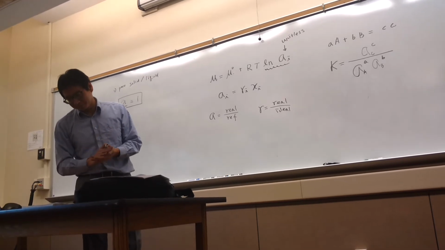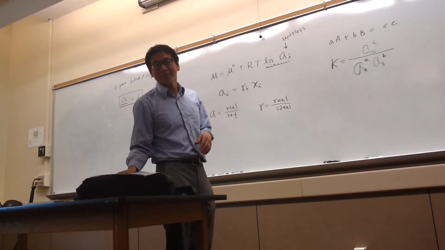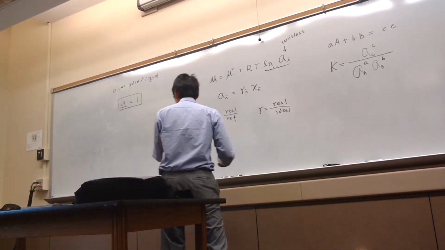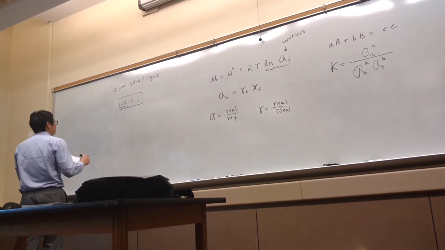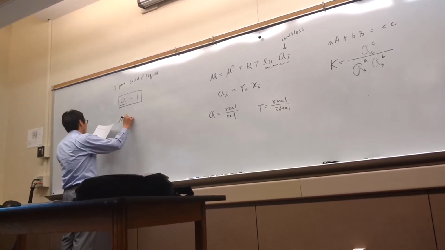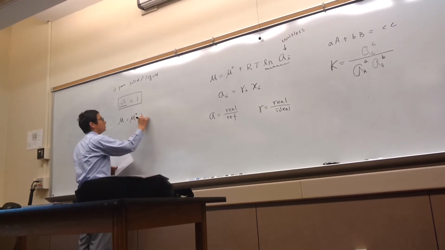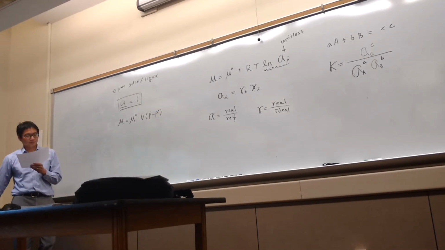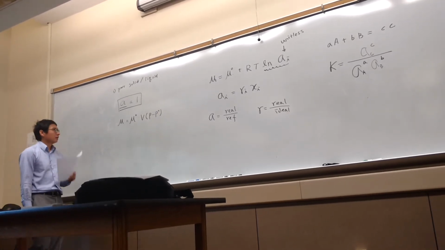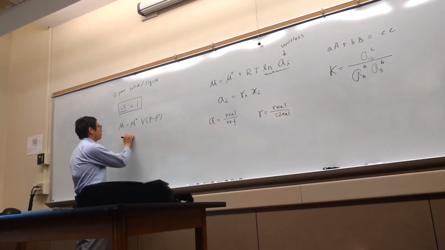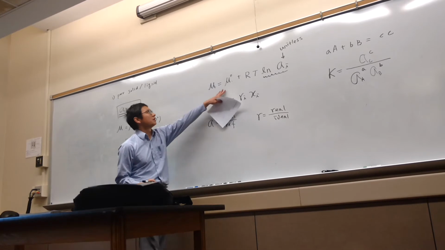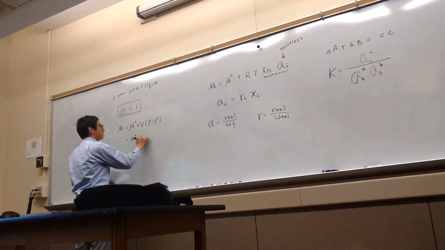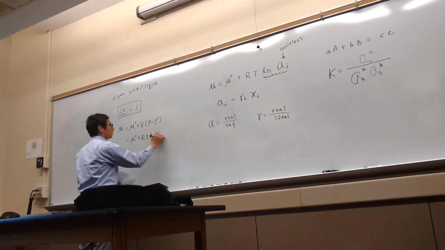Can you prove it? I guess at this stage you should be able to say yes. If you have pure liquid or pure solid, you can write your mu equal to mu naught plus V times P minus P naught. We also know you can write your mu as mu equal to mu naught plus RT natural log A.